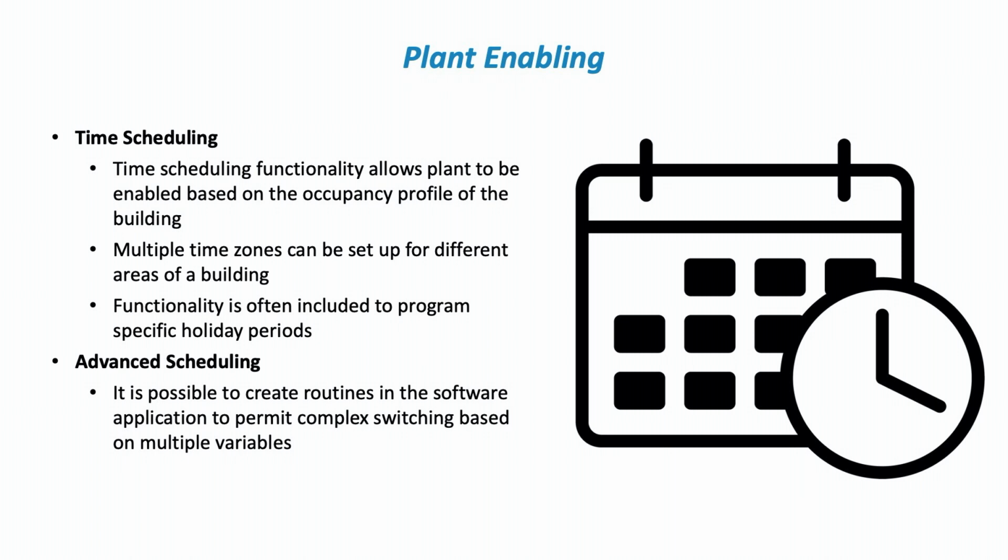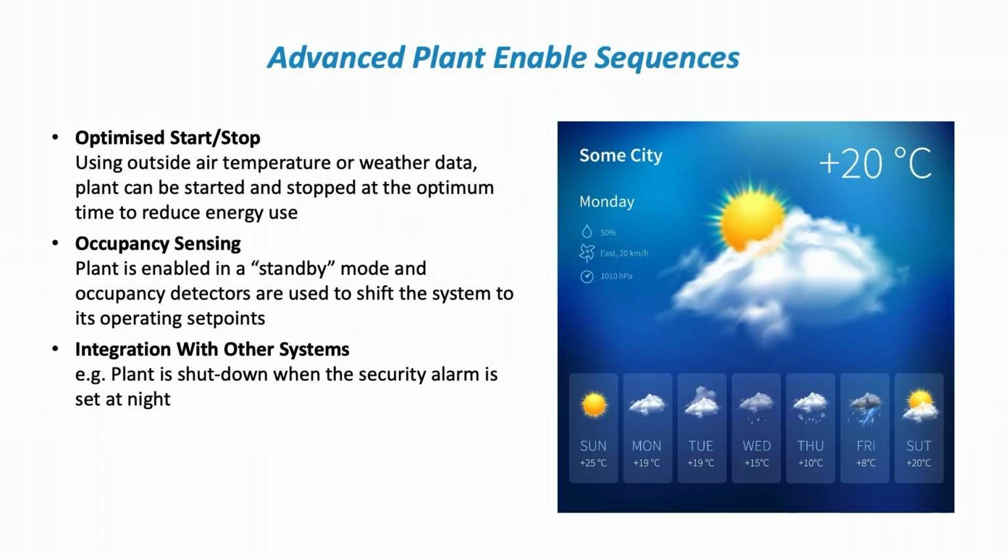So part of the software application is the ability to set up times that you want your plant to start and stop. We can often put in specific holiday periods, but we can also get far more advanced scheduling as well because it's software based. If you had just a time clock to switch this on and off with, you would need to go down and change everything when it's a bank holiday. With a BeMS, you can just set up an exception date, and when it's a bank holiday, then none of your plant comes on.